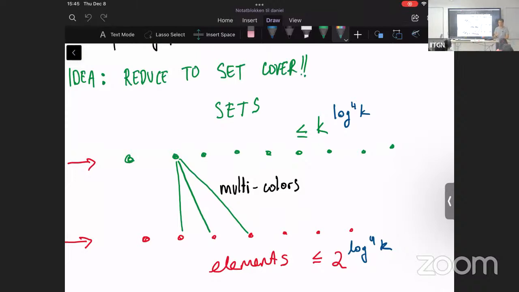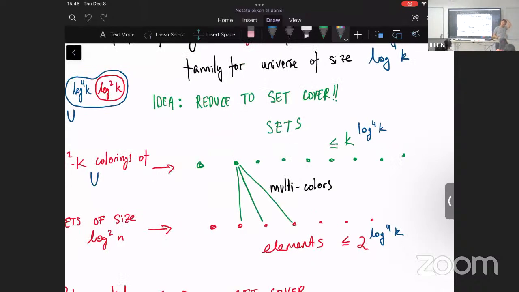That's what happens. And now what is it I'm trying to do? I'm trying to find the smallest number of colorings such that every set is multicolored by at least one of these colorings, which is the same thing as saying I'm trying to find the number of green sets such that their union contains all of the red elements.